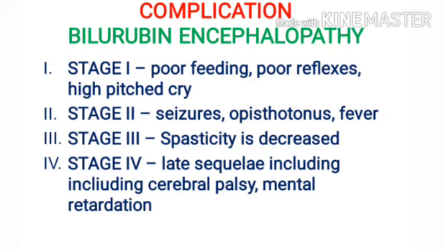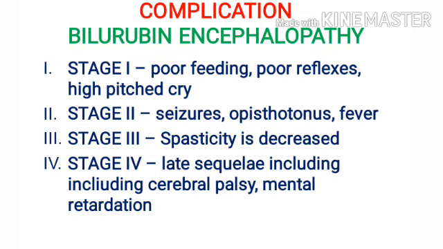So a jaundiced baby with yellowish discoloration on lower extremities, arms and soles, showing the signs and symptoms of poor feeding and high pitched cry, we should suspect bilirubin encephalopathy. In stage 2, seizure starts with opisthotonus and fever. In stage 3, spasticity is decreased. Stage 4 is the late sequelae or late complication, including cerebral palsy and mental retardation.